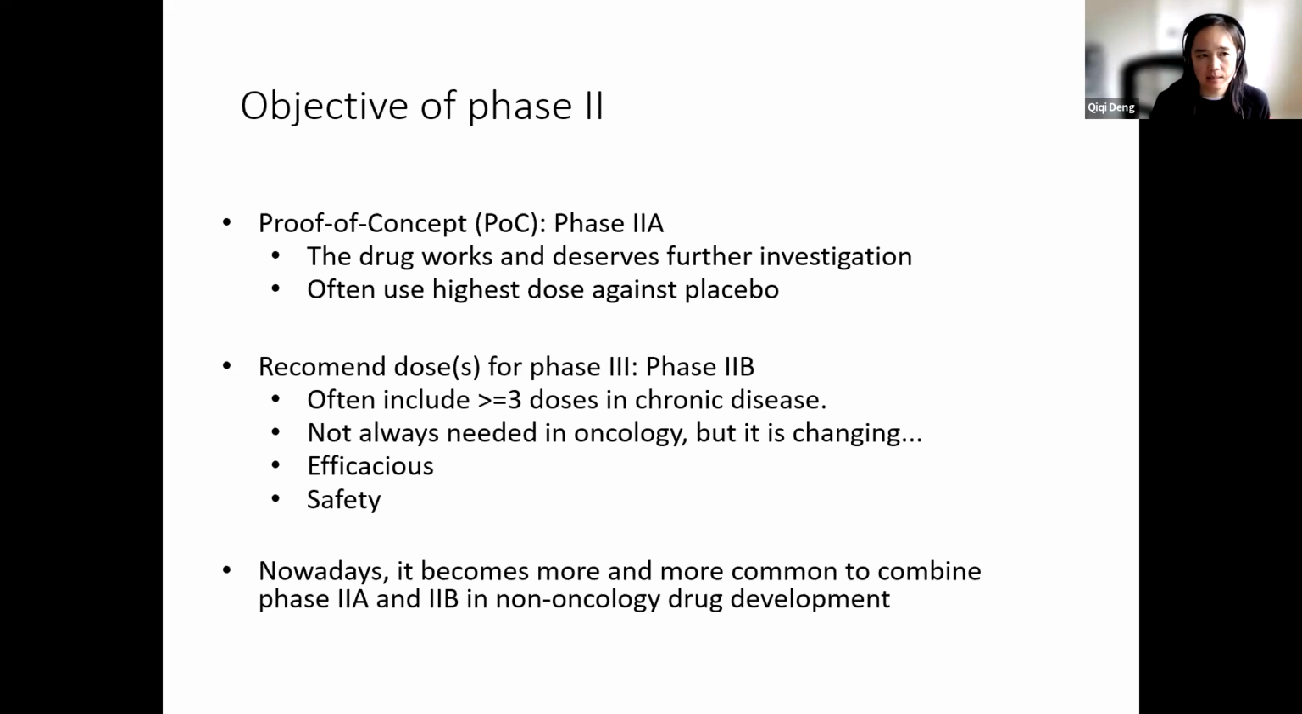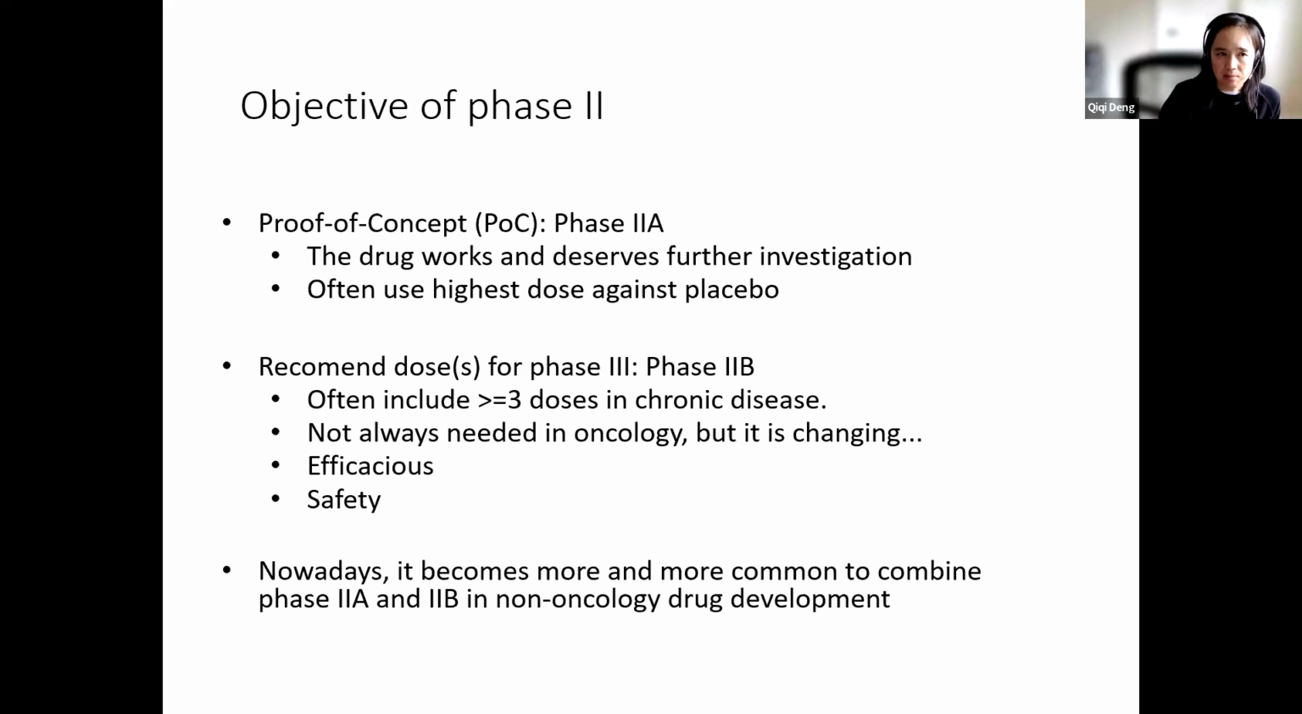In the proof of concept study, you usually use the highest dose against the placebo, the highest upper limit that you find out in your phase 1 study. The reason we do that is because for the proof of concept, we want to maximize the drug effect so that we give them the maximum chance to succeed in a proof of concept study. And usually there is a monotonic assumption that if your dose is higher, then the drug efficacy is better. So that's why we typically use the highest dose against the placebo for proof of concept study.